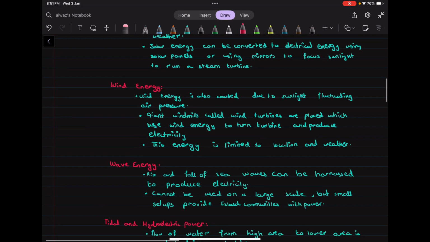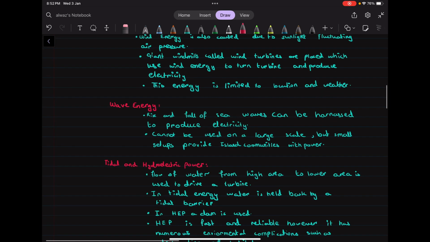The next one we have is wind energy. Wind energy is caused due to sunlight, which fluctuates the air pressure around us. And we can use giant windmills called wind turbines, which are placed in windy areas and they spin due to the wind. And this in turn rotates the turbines and produces electricity. This energy is much more limited than solar energy because windy areas are much rarer than areas with sunlight, and it is very dependent on location and weather.